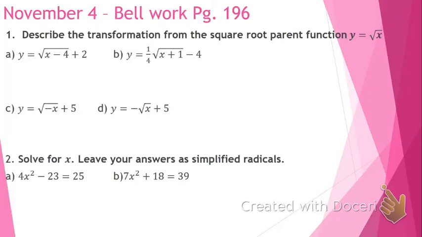We're going to start off today with our bell work on page 196 in your books. So I want you to go ahead and open up your books, or you can pull out a scratch piece of paper. I want you to do these two problems. On number 1, I want you to describe the transformation from the square root parent function. So describe what A, B, H, and K are doing. On number 2, I want you to solve both of those equations for x, and I want you to leave your answers as simplified radicals.